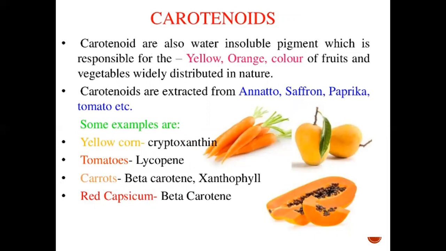Now, this is also a water insoluble pigment, giving the yellow and orange colors of fruits and vegetables, and these are extracted from annatto, saffron, paprika, etc. Some examples of carotenoids present in foods: yellow corn contains cryptoxanthin, which is a carotenoid. Lycopene is a carotenoid present in tomatoes. Beta carotene and xanthophylls are present in carrots, pumpkin, etc. Then red capsicum contains beta carotene.